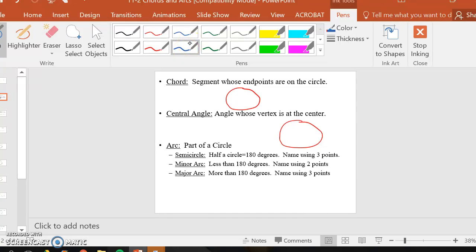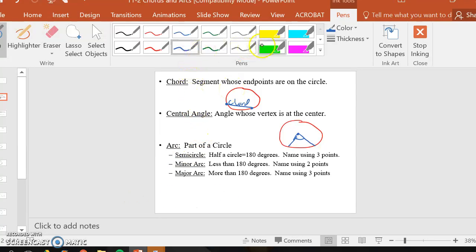Good morning, geometry students. Today we're going to be learning about chords and arcs. First, a refresher: what is a chord? A chord is a segment whose endpoints are on the circle. So this here would be a chord. Second, a central angle. If we have the center of the circle and we draw an angle whose vertex is at that center, this here would be your central angle, something we talked a lot about.